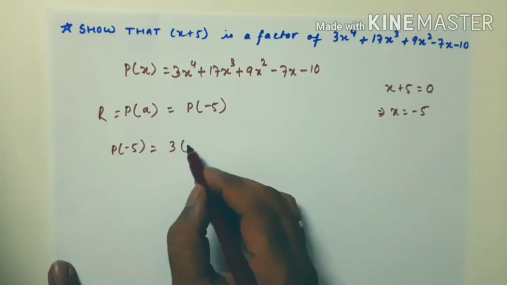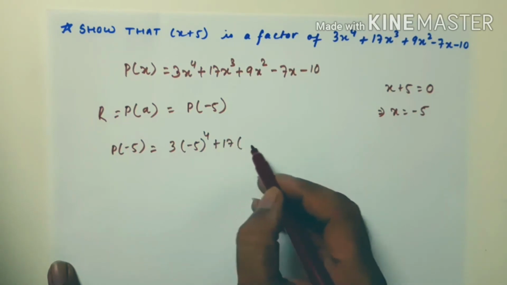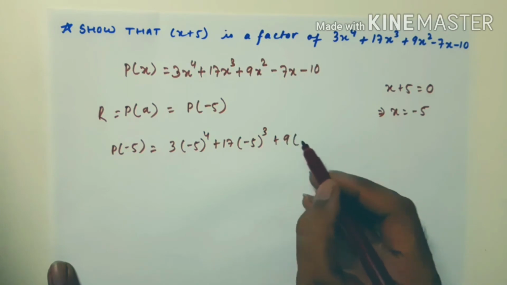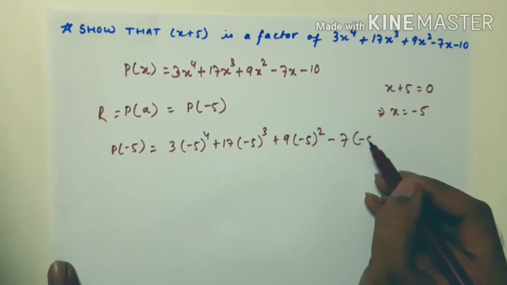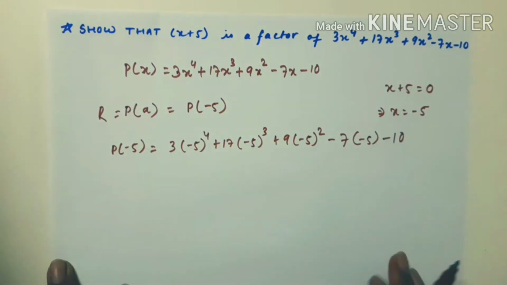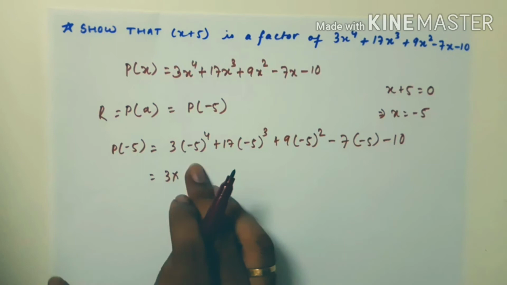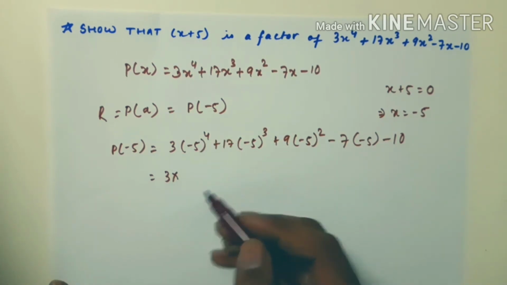So 3 into (-5)^4 plus 17 into (-5)^3 plus 9 into (-5)^2 minus 7 into (-5) minus 10. So let's solve this. That becomes 3 into (-5)^4, so -5 into -5 into -5 into -5.